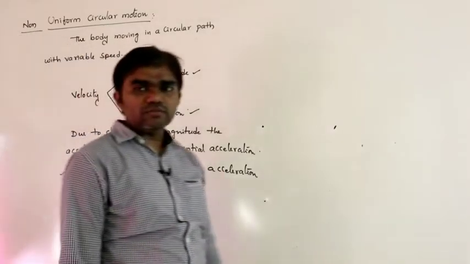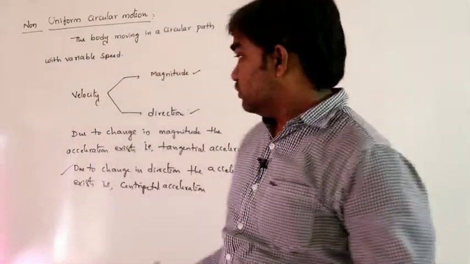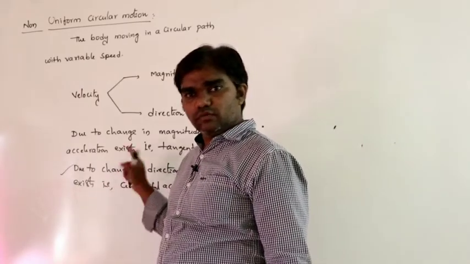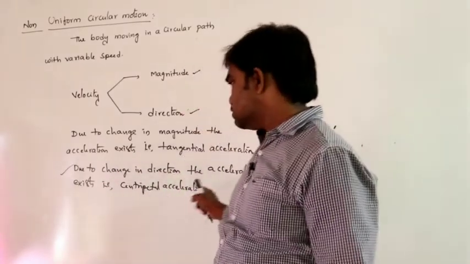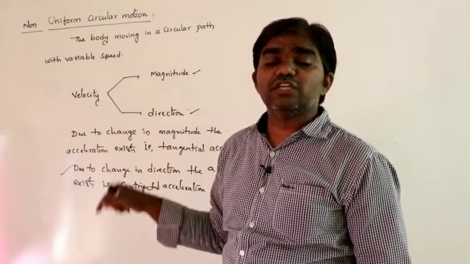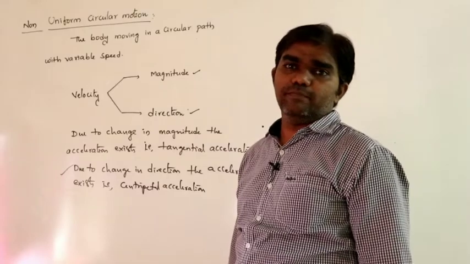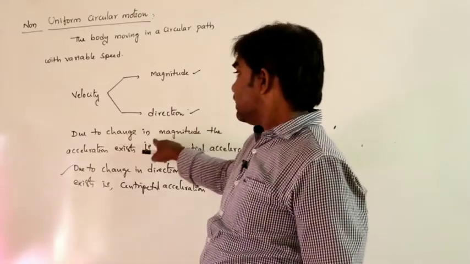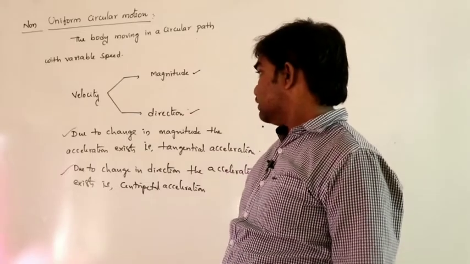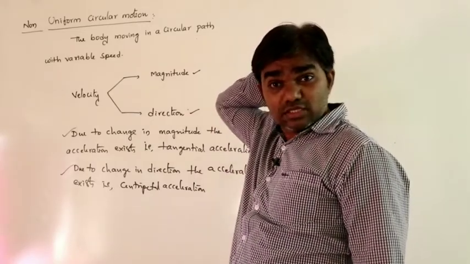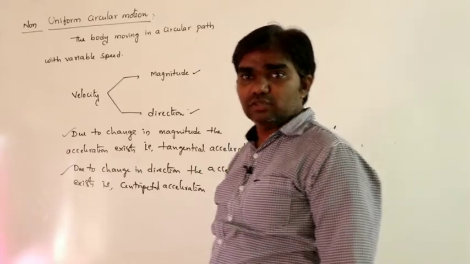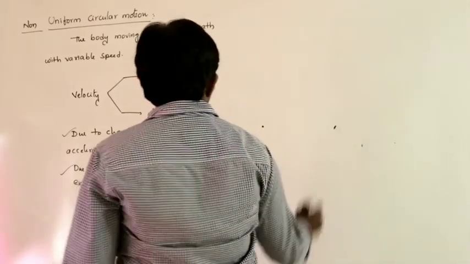In a uniform circular path, we have one acceleration, called centripetal acceleration. Why is that centripetal acceleration created? Due to the change in the direction of the motion of the body. But due to the change in magnitude, one more acceleration exists. That acceleration is called tangential acceleration.